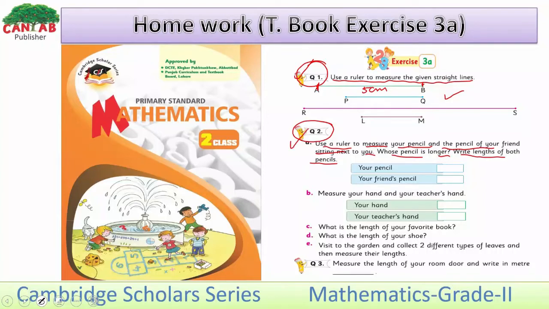In this statement, read the statement again. Use a ruler to measure your pencil and the pencil of your friend sitting next to you. You have to measure the length of your pencil and the pencil your friend has, whose pencil is longer. The length of your pencil and the length of your friend's pencil right here. You have to use the measuring ruler, and then tell whose pencil's length is greater or whose pencil is longer. You have to decide by checking the lengths.